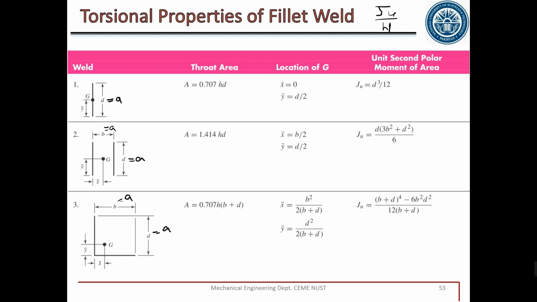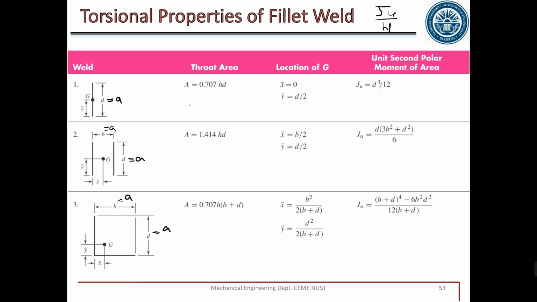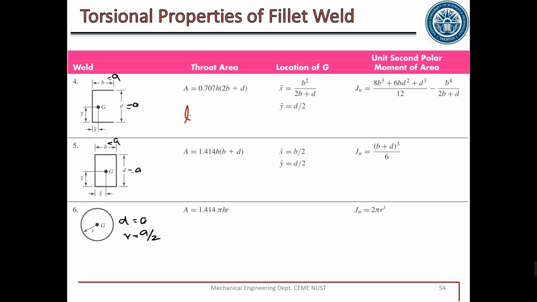Also, what is L? L is the length of weld. For this specific weld, let me change the color. What is the length? Length is equal to A. For this weld, length of weld is equal to A plus A equal to 2A. For this weld also, A plus A equal to 2A. For this, length is equal to 3A. For this weld, length is equal to 4A. For this weld, length is equal to 2 pi r. These are the lengths of weld.